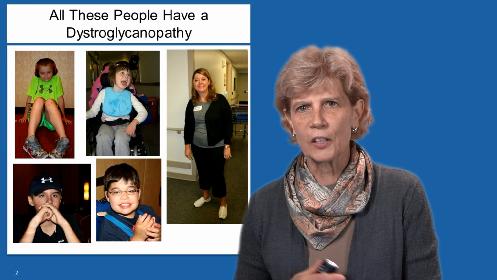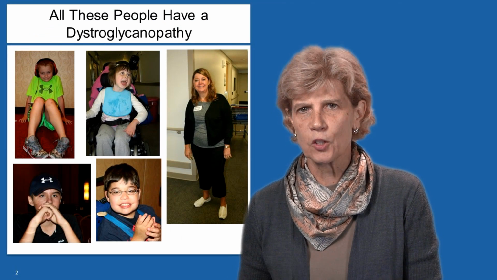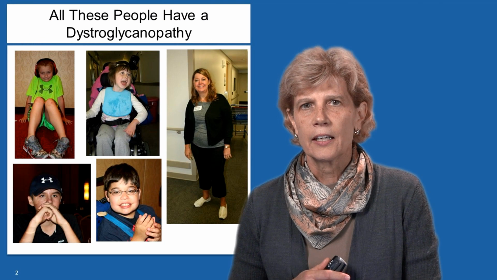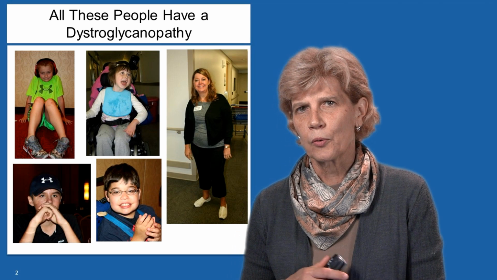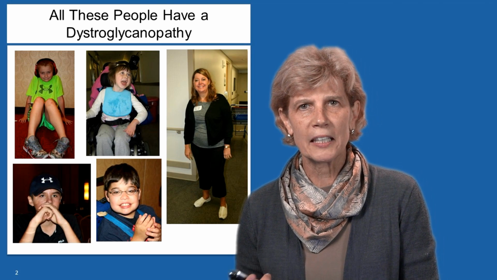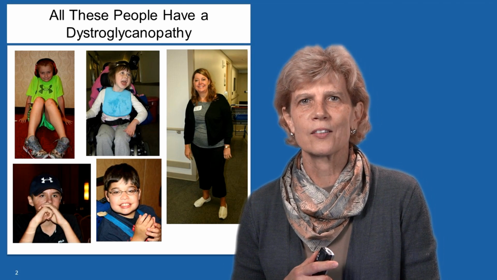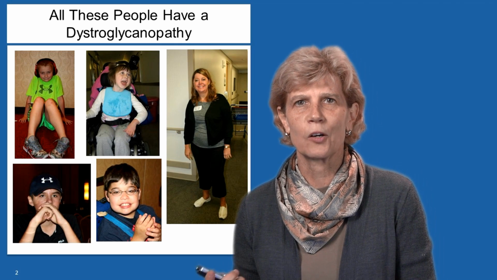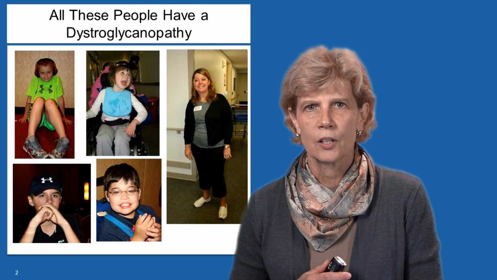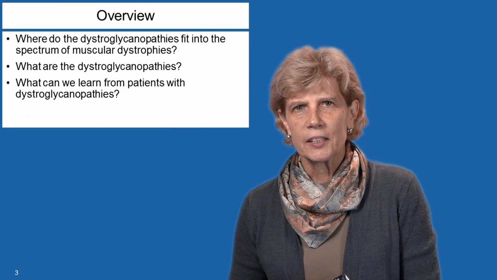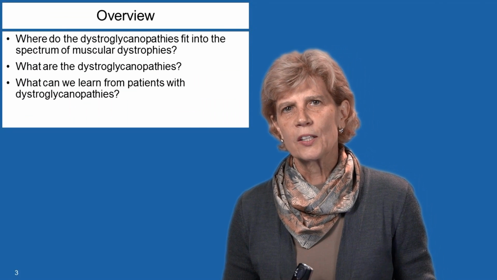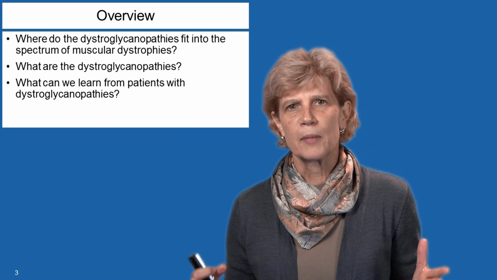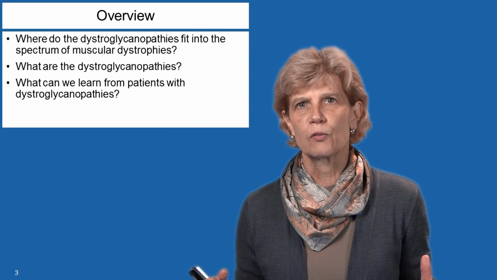So as a way of introducing the topic, all of these patients have a dystroglycanopathy. And I think you can see that there's a very wide range of manifestations. So over the next 2 mini lectures, I hope to give you a better sense of what that range consists of. So what I'm going to be doing today is going over where the dystroglycanopathies fit into the entire spectrum of muscular dystrophies and muscle diseases overall.